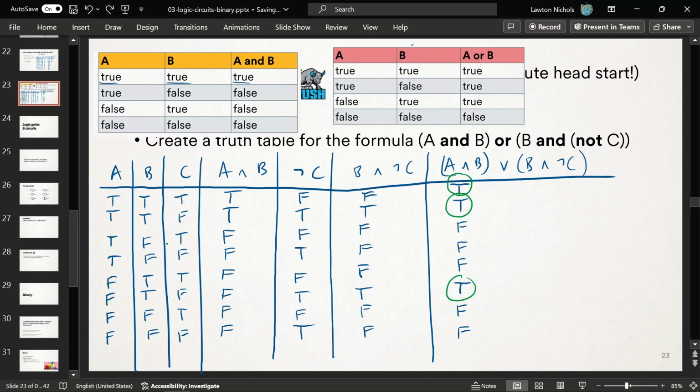Okay. Any questions about that? How I made it? How I filled it out? How I noticed the intermediate steps? All right. Okay, we do have time to get to circuits today. I'm happy.